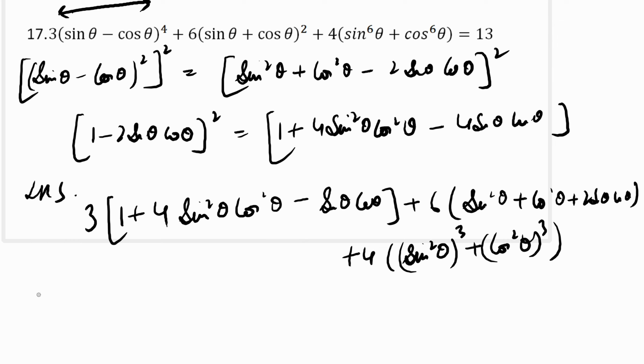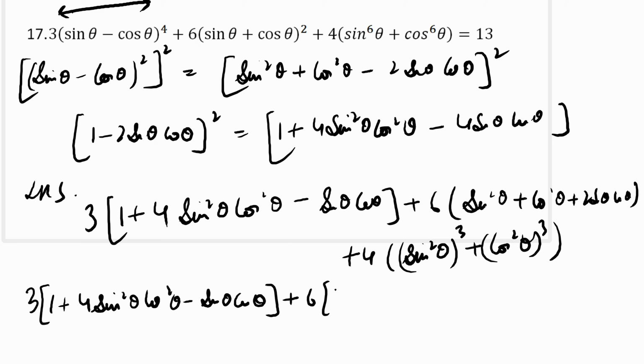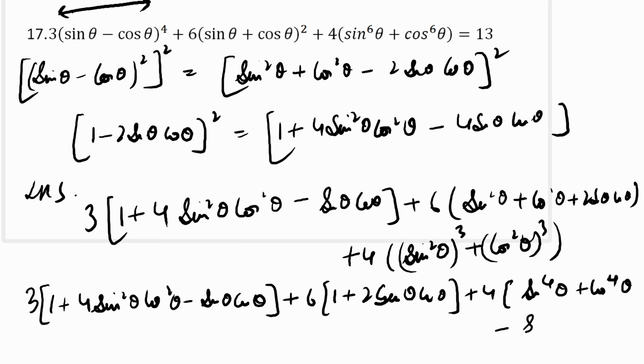Okay. So this will become 3 (1 plus 4 sin square theta cos square theta minus 4 sin theta cos theta) plus 6 (1 plus 2 sin theta cos theta) plus 4 (sin power 4 theta plus cos power 4 theta minus sin square theta cos square theta).